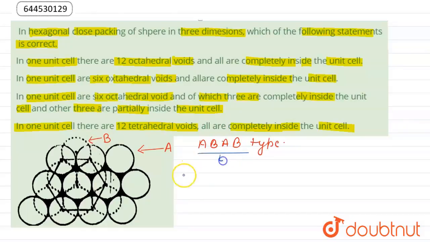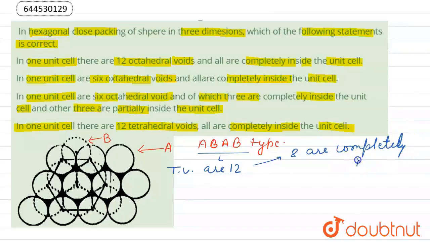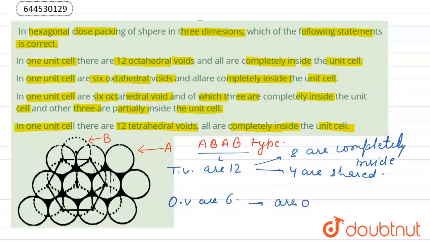In this type of arrangement total tetrahedral voids are 12, out of which 8 are completely inside and the rest 4 are shared with other unit cells. Octahedral voids are 6 and all are completely inside.